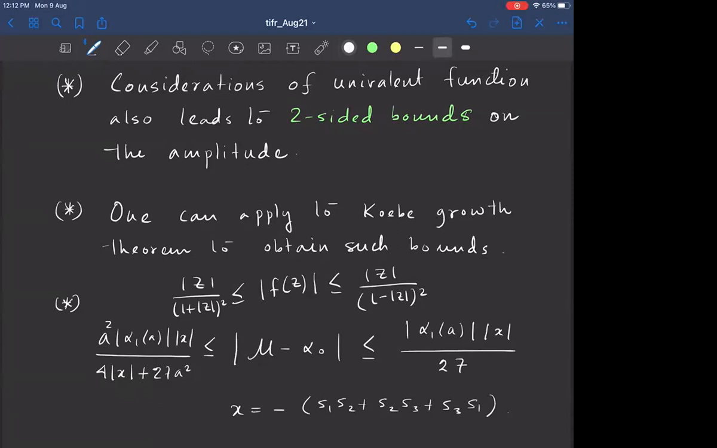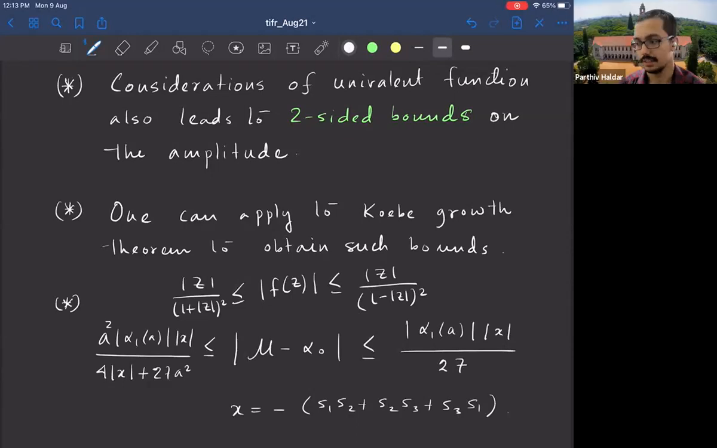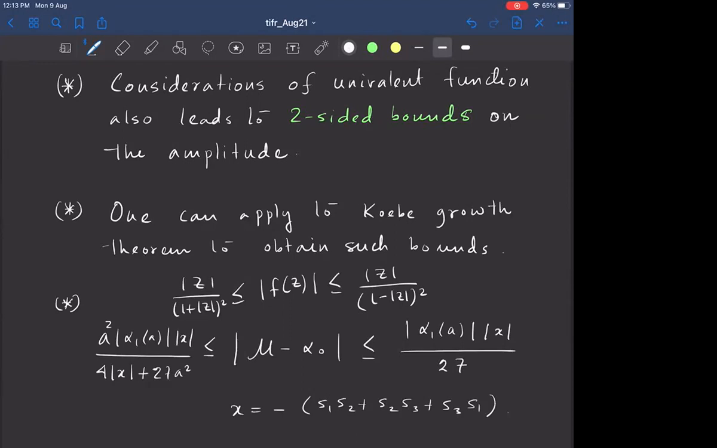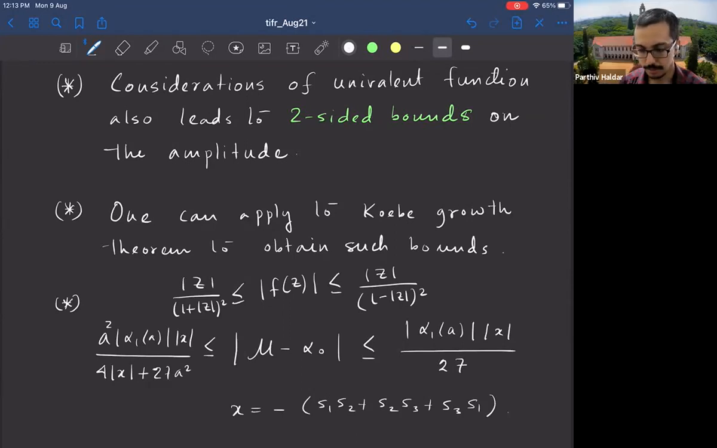Can I ask a question, please? Yeah. This upper bound you wrote in this Koebe growth theorem, is it the same as the one that you get from the Schwarz-Pick lemma? Yes. In fact, in the Schwarz-Pick lemma, the extremal function turns out to be this Koebe function, if I'm not wrong. I see.